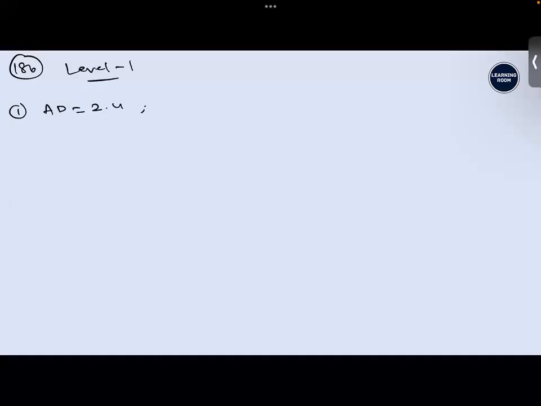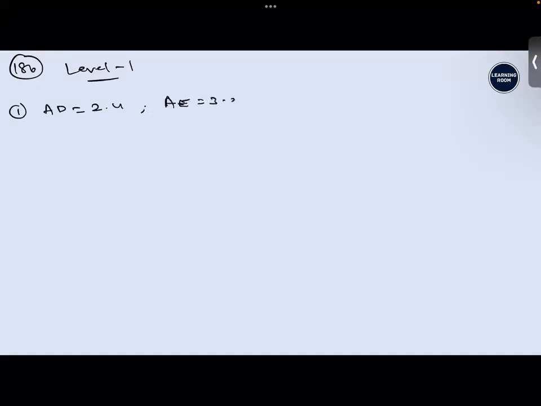I think all these problems will be simple only. In the given triangle, DE is parallel to BC, right? DE is parallel to BC means what theorem comes to your mind? Basic proportionality theorem. So AD is 2.4, AE is 3.2, EC is 4.8. Then can you find AB? What can you do in the first place? AD divided by DB, you can write it as AE divided by EC.